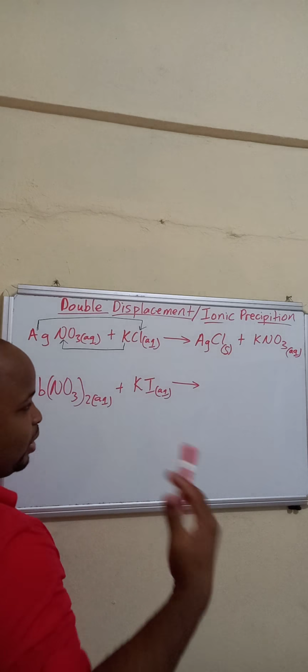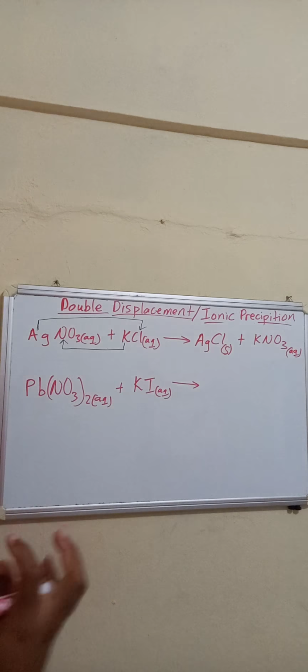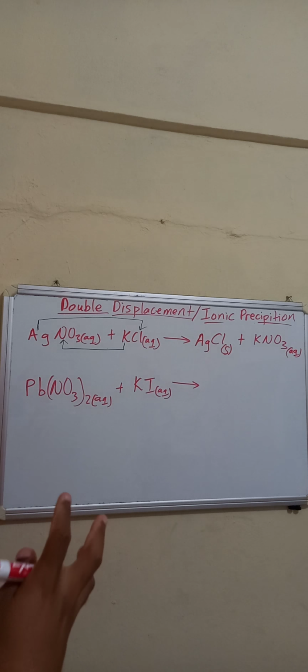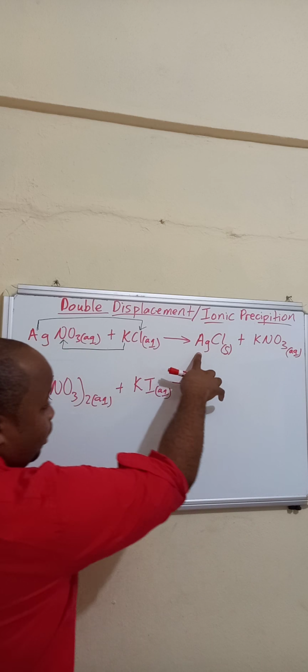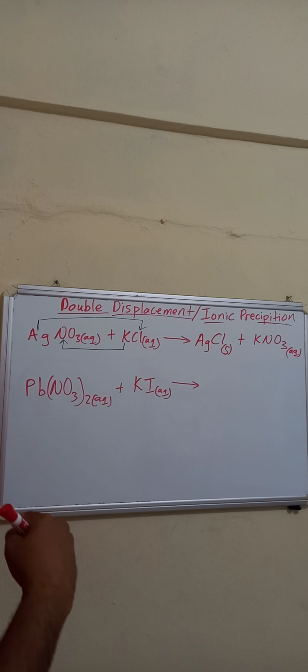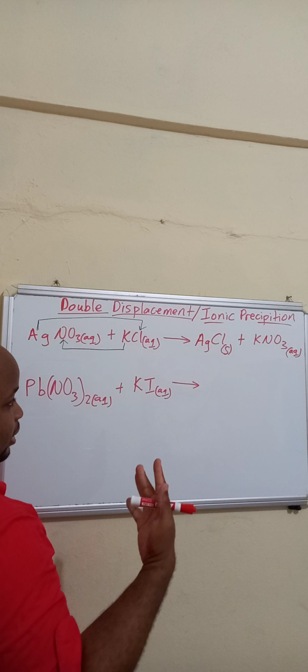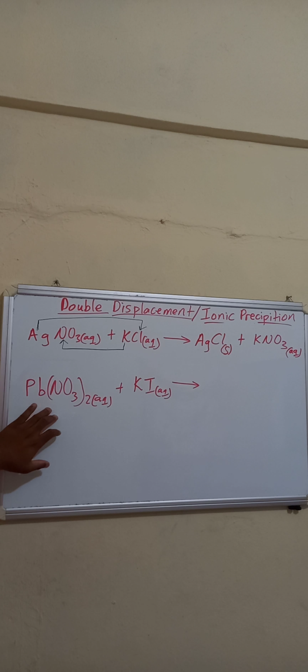So you will know that once the compound is a nitrate, it will be soluble, so it will be a solution. That is why it's aqueous. But silver chloride, it's not going to be a solution because it is insoluble, so it will form a precipitate, which means it is a solid. So at the end I will give you the rules. So you can try this one, pause the video if you need to, and try it. Alright?